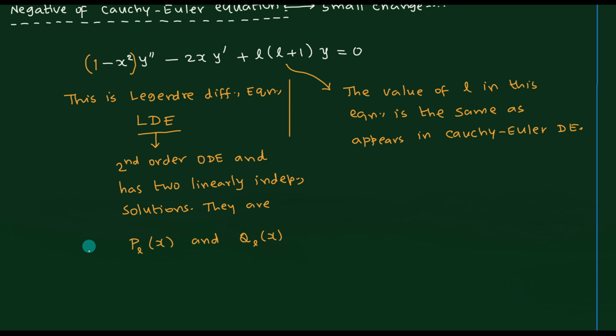Let me make a point here. I am not going to explain how to obtain PL of x. PL of x is known as the Legendre polynomial of the first kind. QL of x is known as the Legendre function of the second kind. But there is a tricky point here, and it is important. PL is known as the Legendre polynomial. QL is called the Legendre function. This is not a polynomial. So there is a distinction between polynomial, function, and so on.